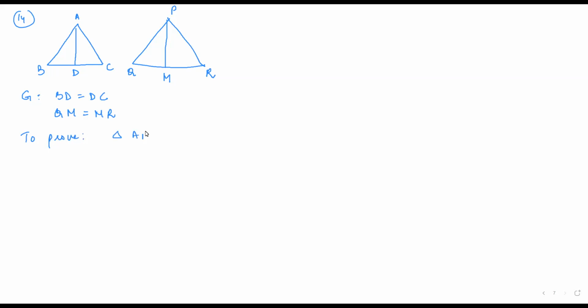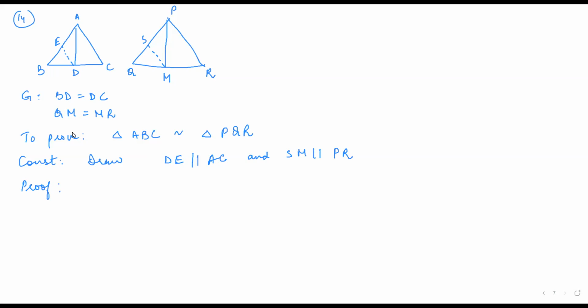that triangle ABC is similar to triangle PQR. So we do one construction here. We draw a line here which is parallel to AC. Call it DE, parallel to AC, right? And similarly in the other triangle PQR, if I call it S, then you have your SM parallel to PR. This is the construction, right? So proof. Now if you look at this triangle ABC, right?